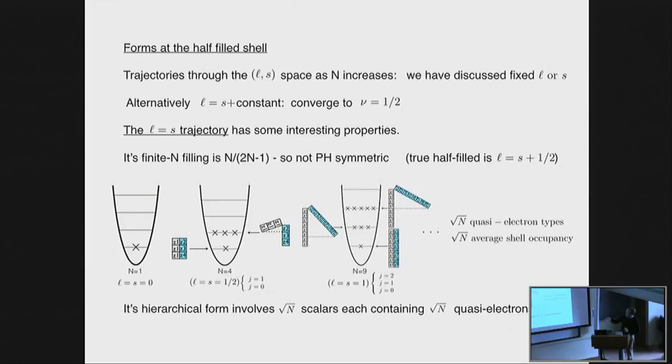First of all, what does the wave function look like? It looks like this. As you increase L and S simultaneously, you're increasing the number of shells. The filling of the shell stays fixed. And so you discover that when you get to the half-filled shell, large n, you have the square root of n quasi-electron types situated in these different shells, with average occupancy of each shell up to the square root of n. And if you map it into its hierarchical form, then there are the square root of n scalars, and each one contains the square root of n quasi-electrons. So a really simple form.